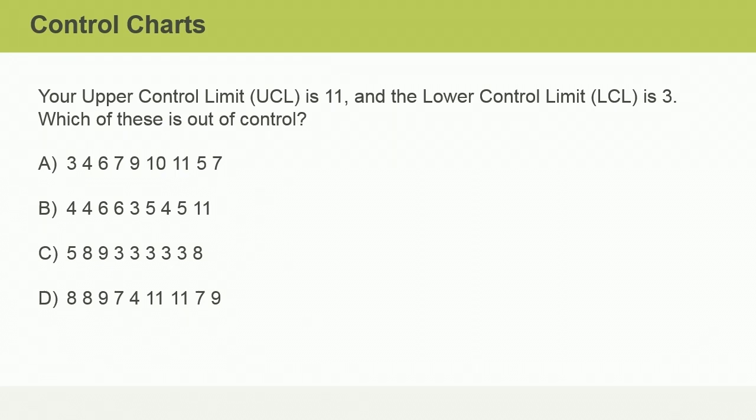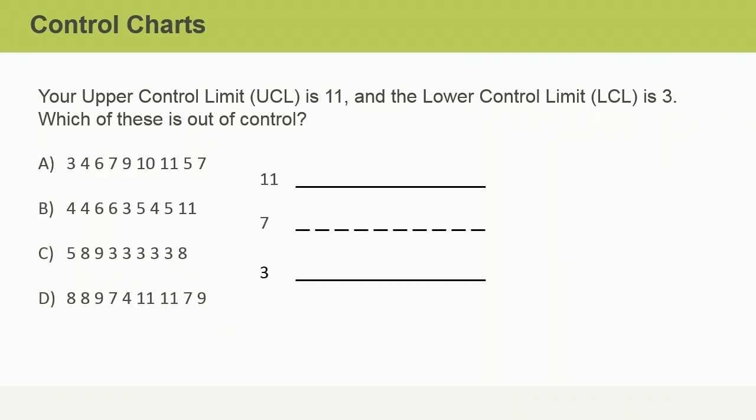We have 4 series of samples that represent control chart data. Can you identify which series is out of control? Feel free to pause the video at any time and resume when you're ready. If you need a little help, you might consider drawing a control chart with the upper control limits and lower control limits. The mean is simply the average of the two, so in this case, the upper control limit is 11, the lower control limit is 3, and the mean is the average of these, or 7.